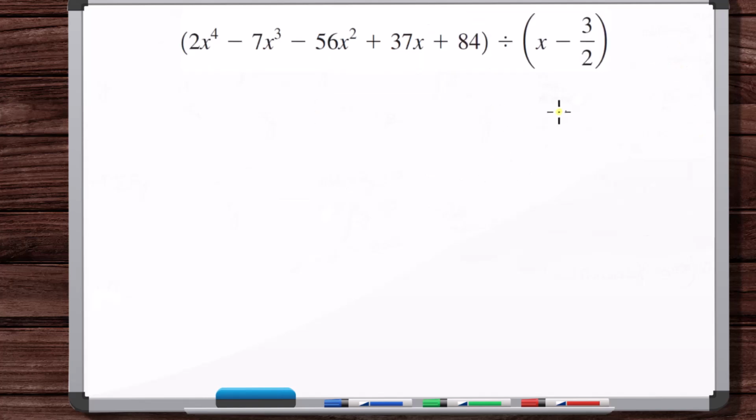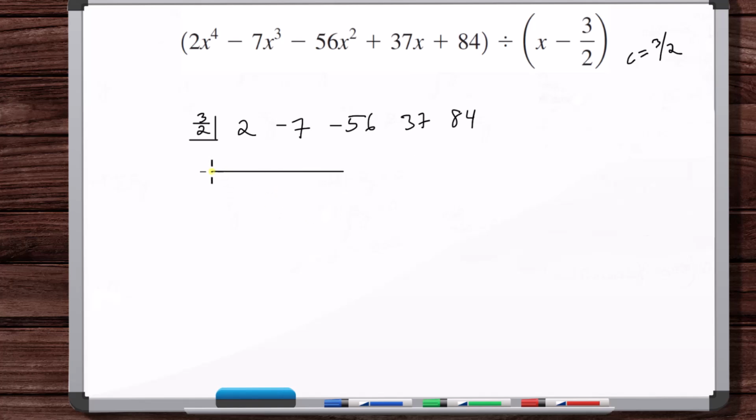Okay, so we just have c is equal to positive 3/2. All right. So write the coefficients of the dividend. 2, minus 7, minus 56, positive 37, positive 84. You don't need any placeholders.